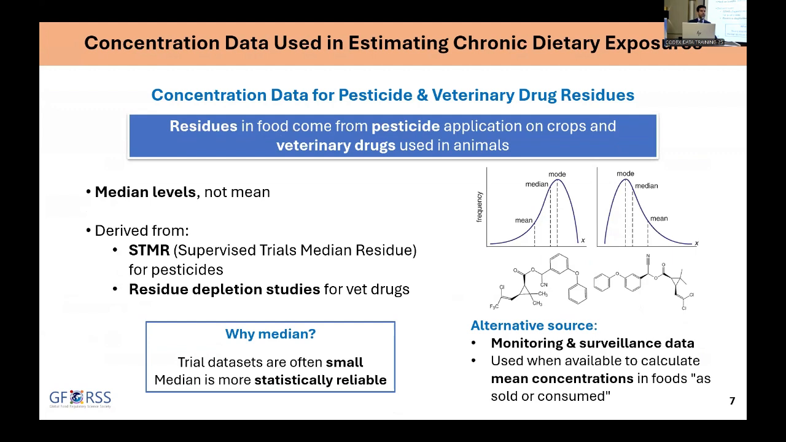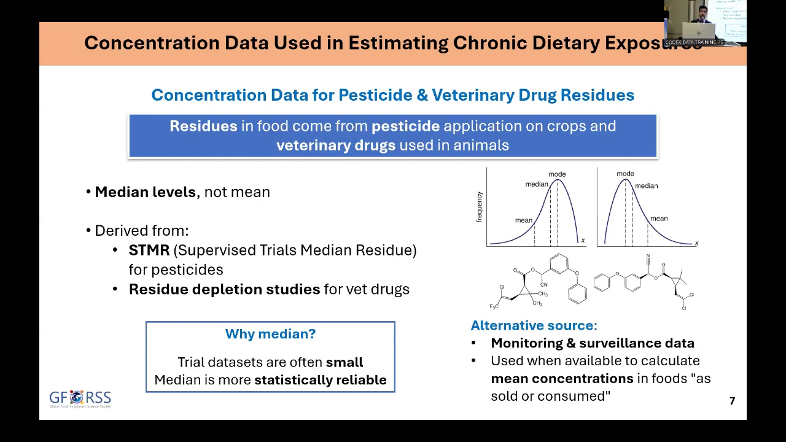For the situation of residues, here we target mainly two types of residues, always pesticide residues and vet drug residues, right? So in the situation of residues, we tend to use median. I will not dive now statistically into why we use median versus mean, because we will have a separate presentation for that. But just to let you know at this level that for the situation of residues, for example, we use what we call supervised trials median residue levels or concentrations for the case of pesticides. And we use the median residues for the case of depletion studies, which are implemented or applied for the case of vet drug residues.